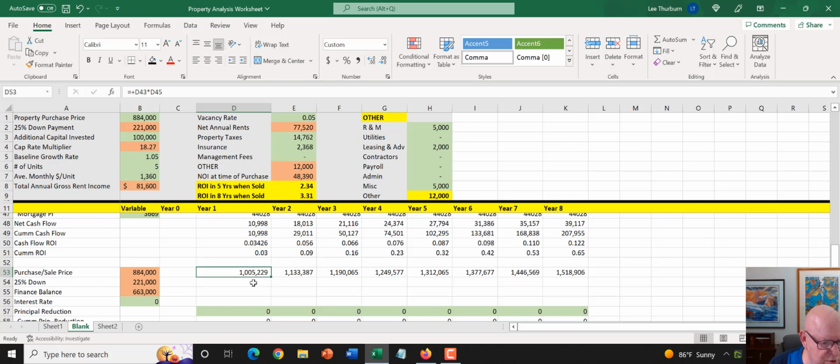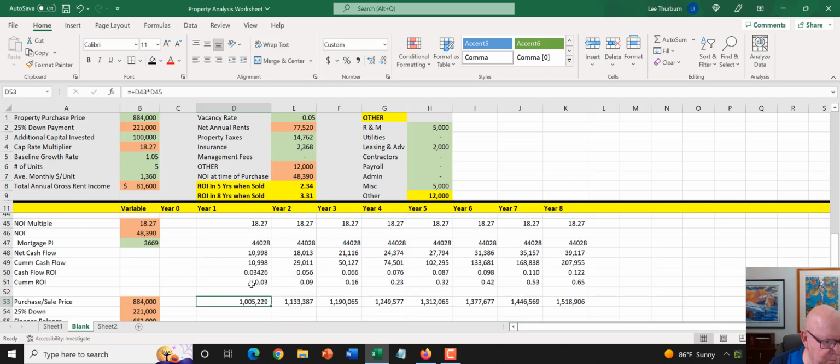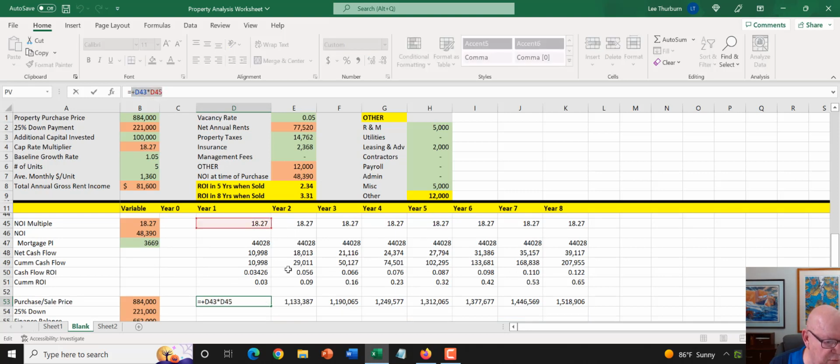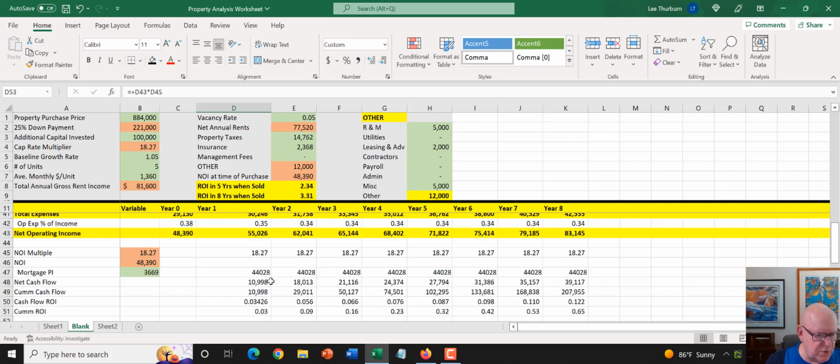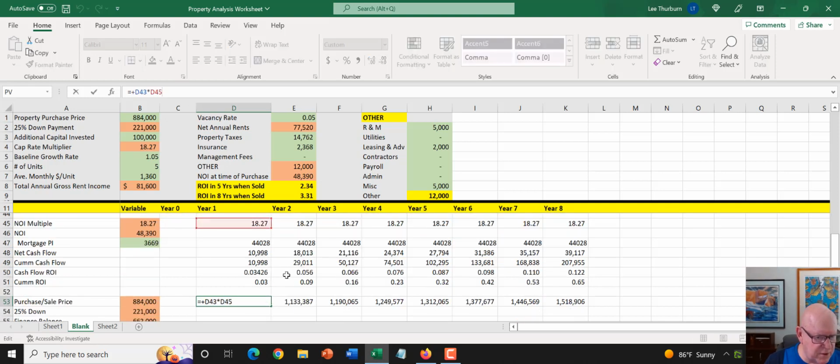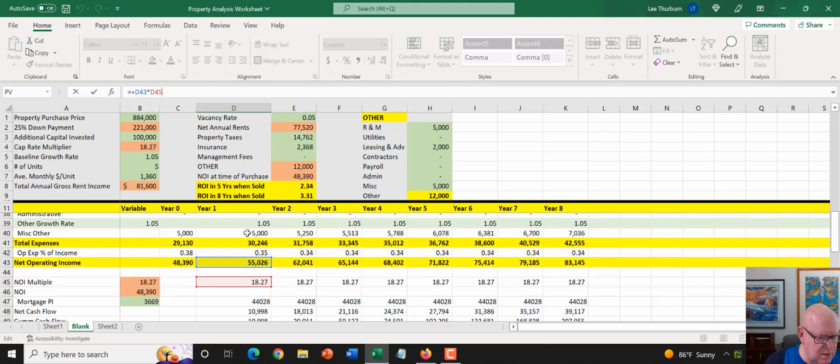So what we're doing is we're taking our net operating income. If you look at the formula, it's D43 times D45. D43, if we click here, is our net income multiplier. You see it's 18.27. That's this number right here that my cursor is hovering over, and we're multiplying it times our net operating income.